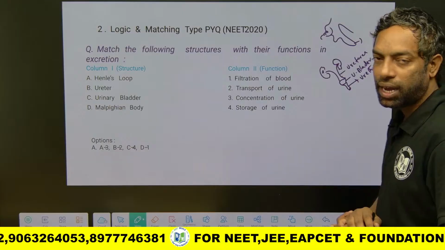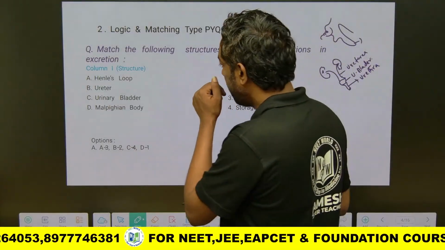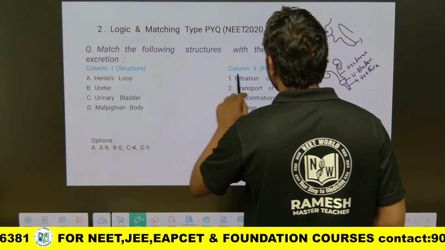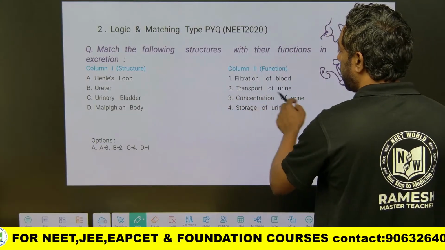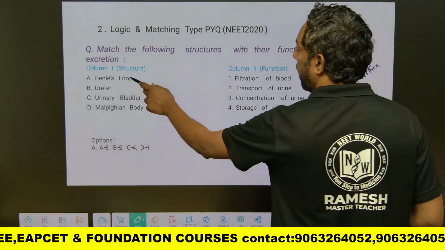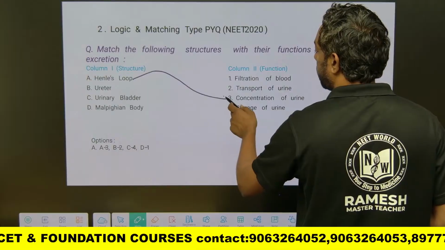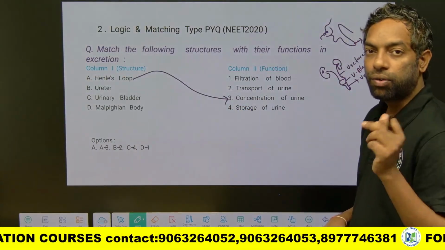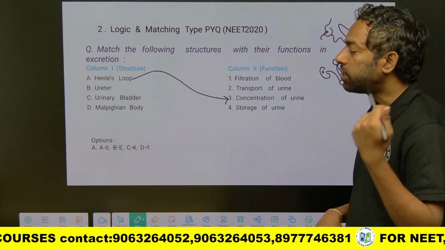And the loop of Henle is nothing but the deeper part of the renal tubule, okay. The loop of Henle here handles concentration of urine, which is filtered here, so it makes concentrated urine.